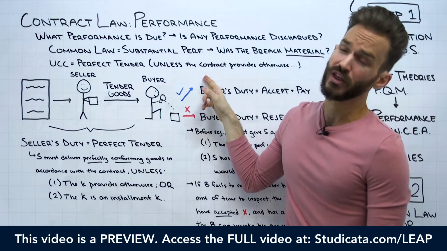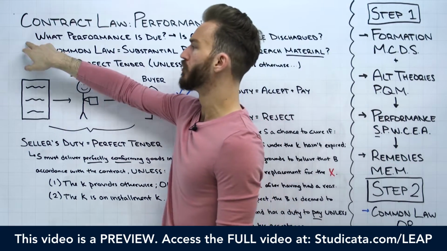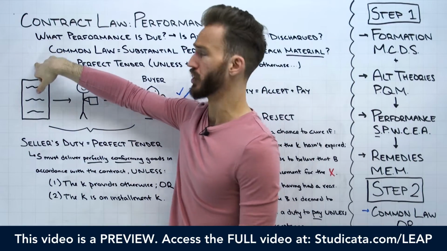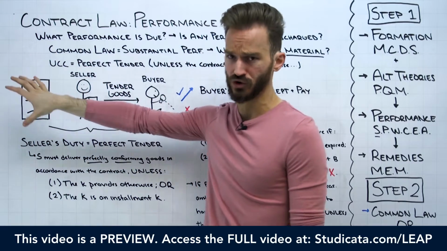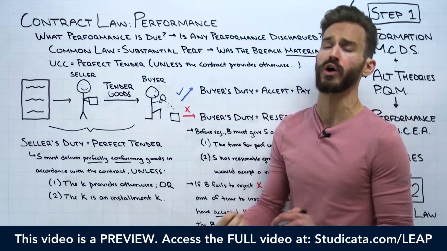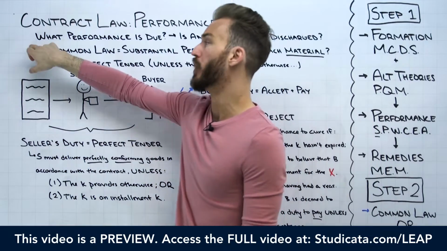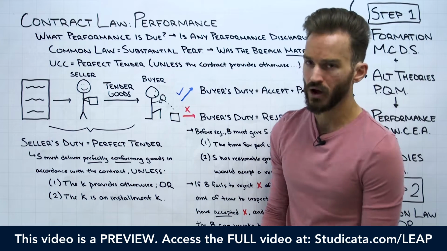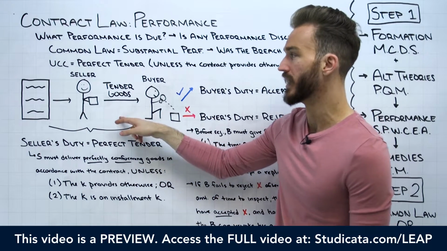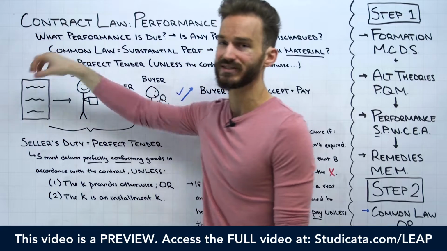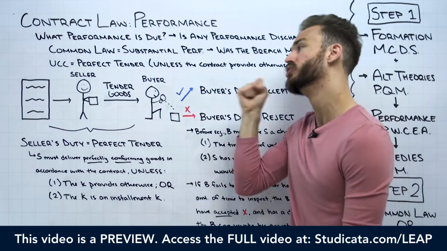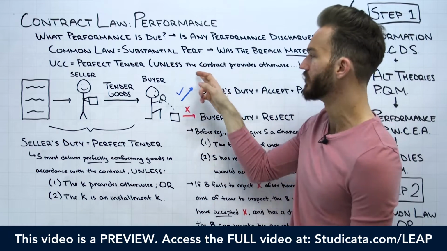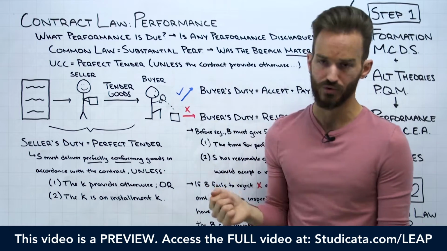So the first thing we want to recognize when we're thinking about what performance is due in a purchase or sale of a good, we're in Article 2 of the Uniform Commercial Code. We have formation of a traditional enforceable contract. Legal duties are imposed on both sides. We want to know if both sides have performed or if any performance is discharged. How do we do that? Well, the first place we have to start is that under the UCC, the seller is going to have a duty to deliver what we call perfect tender, unless the contract provides otherwise.